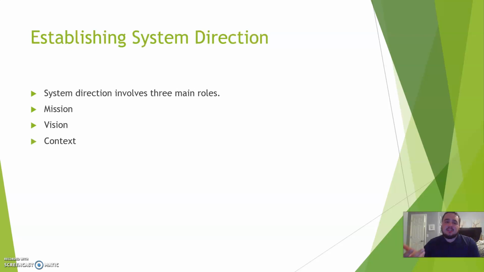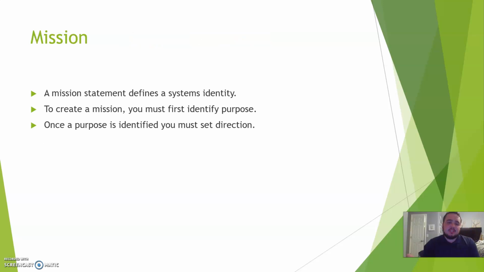How do you establish a system direction? System direction involves three main roles. There's mission, vision, and context. A mission statement defines a system's identity.